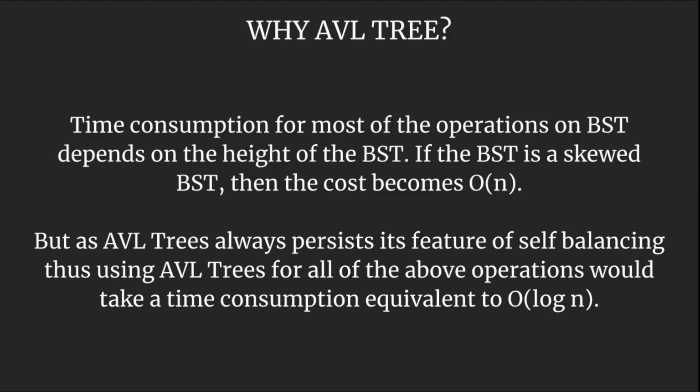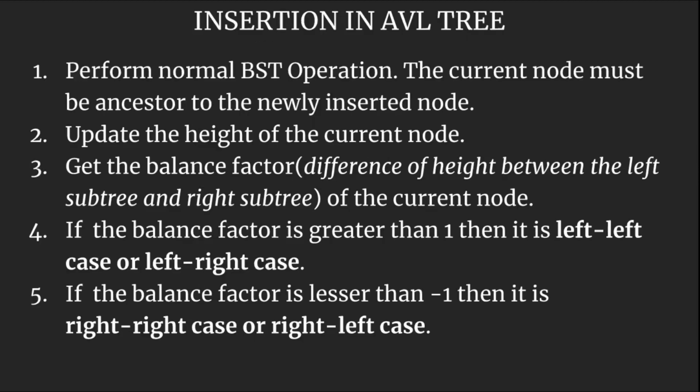So now let's move on to the insertion in the AVL tree, how to operate that. There are very basic 5 steps to do the insertion operation. At the very beginning, we do the normal binary search tree operation. That is the way we do the insert operation for binary search tree. The current node must be ancestor to the newly inserted node. Now after doing the insertion, we update the height of the current node. Then we get the balance factor of the current node.